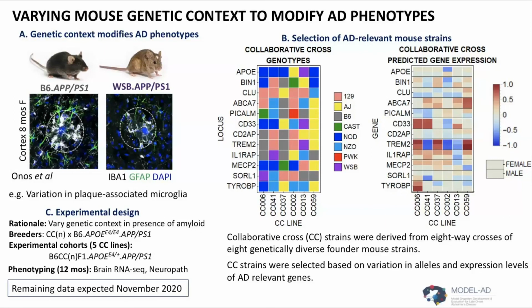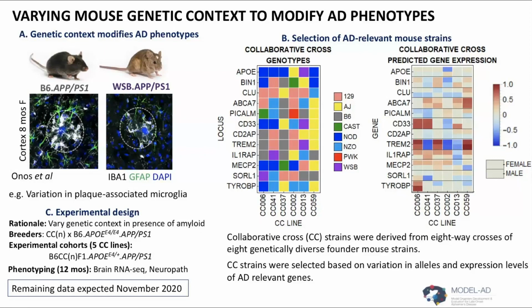So in Model AD, what we've done is leverage the Collaborative Cross strains, which is essentially an 8-way cross of B6, WSB, plus these other 6 strains, and they've been randomly mixed. In this column, you can see CC line number 6 versus 41, and the allele for a particular gene is colored based on the strain that it inherited. So here you can see ApoE from NOD, and BIN1 from a variety of different strains.